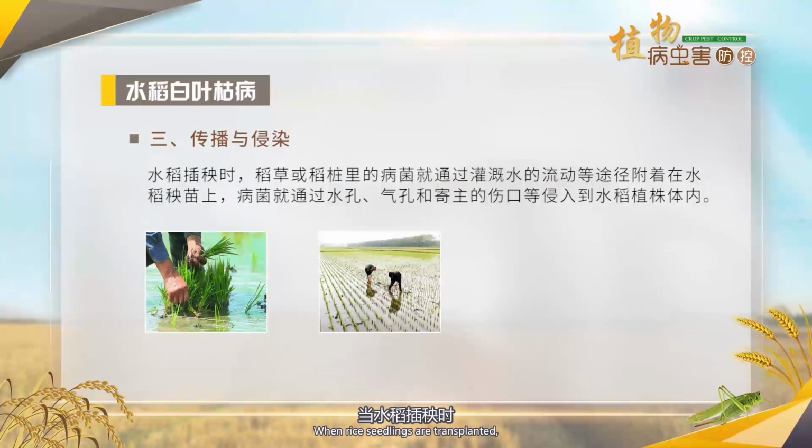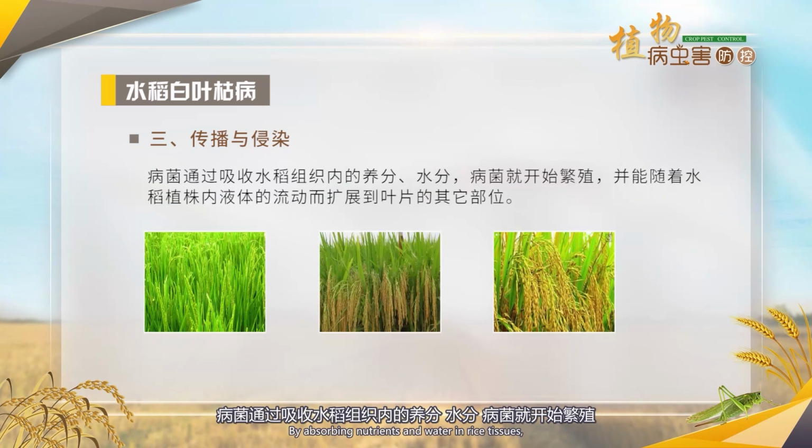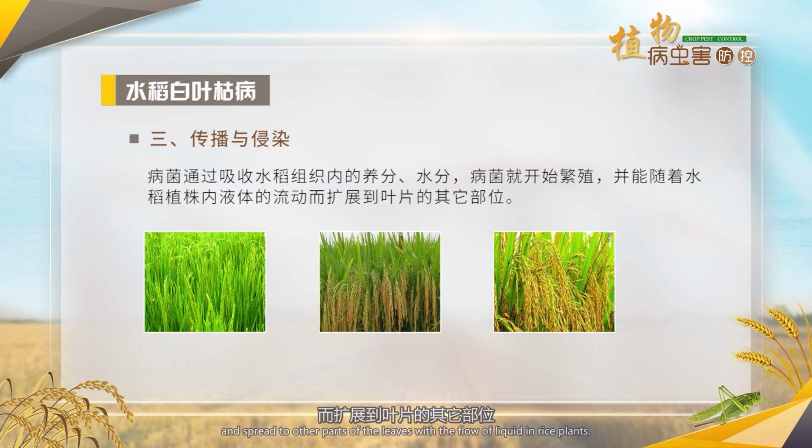When rice seedlings are transplanted, the bacteria hidden in straws or rice stubble are attached to rice seedlings through the flow of irrigation water, etc., and these bacteria can invade rice plants through water holes, stomata, and wounds of hosts. By absorbing nutrients and water in rice tissues, the bacteria begin to propagate and spread to other parts of the leaves with the flow of liquid in rice plants.